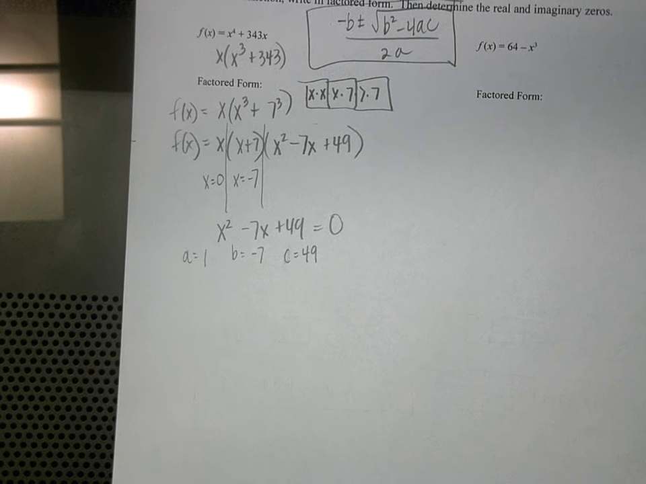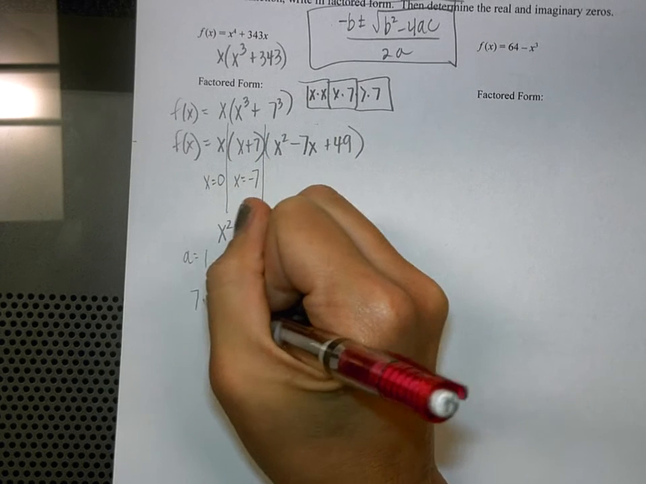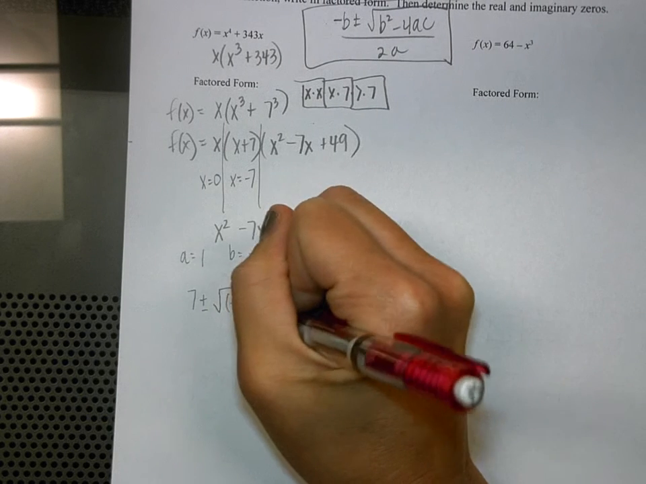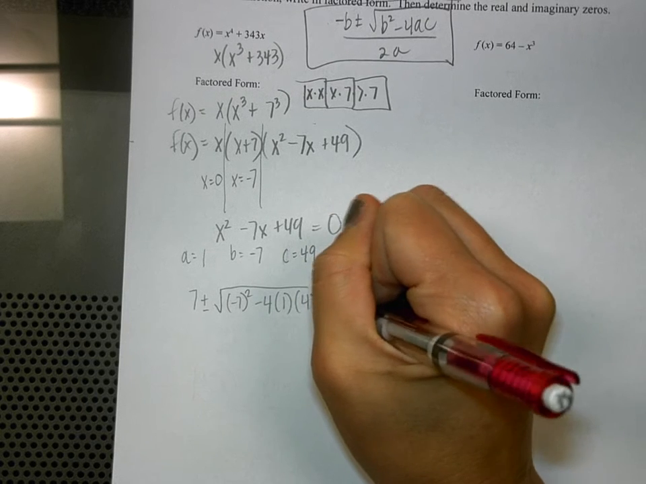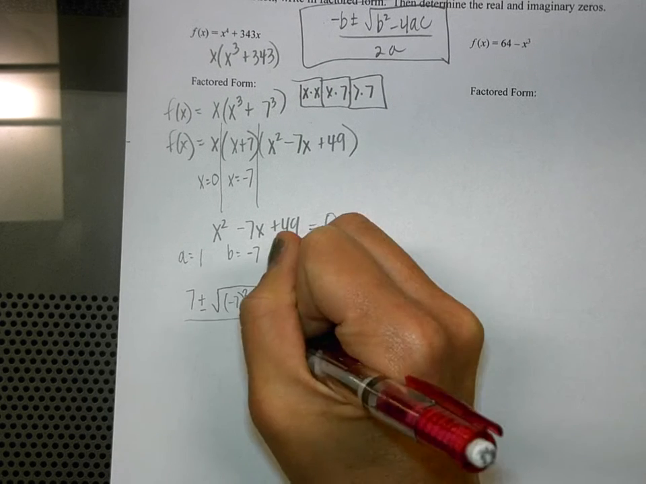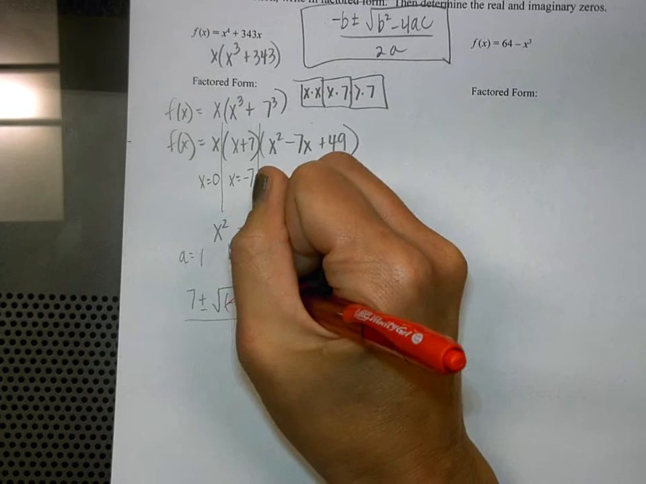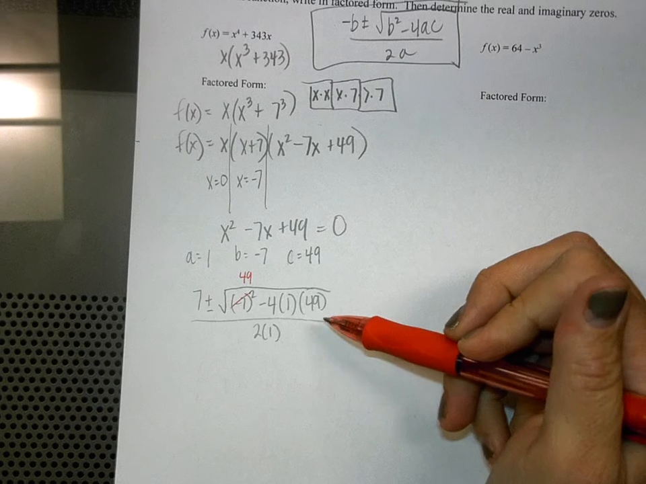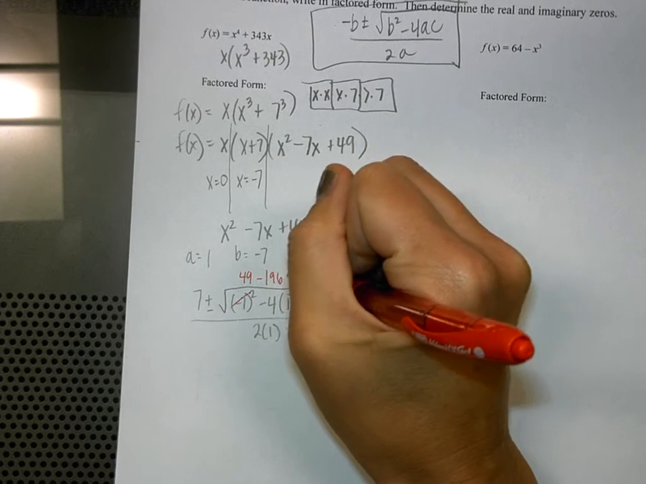Okay, so using the quadratic formula, negative b would be +7, good, plus or minus the square root of b squared, so we have -7 squared, minus 4 times a is 1, times c is 49, all divided by 2a, which is 2 times 1. So then I like to go through here and simplify. So what is -7 squared? +49. And then when we multiply 4 times 1 times 49, that makes what? 196. Good. And that's minus 196. And what is 49 minus 196?